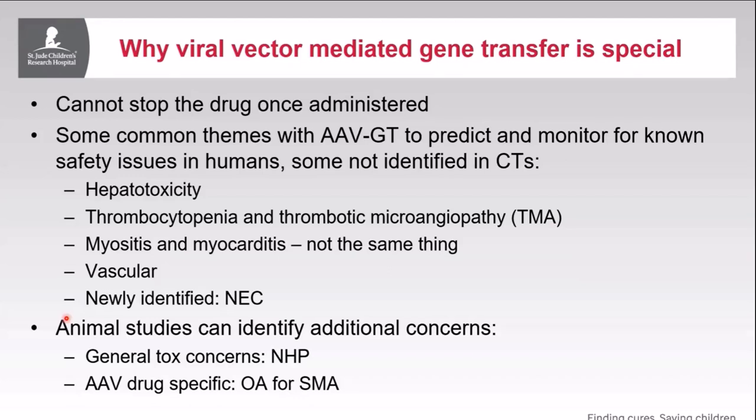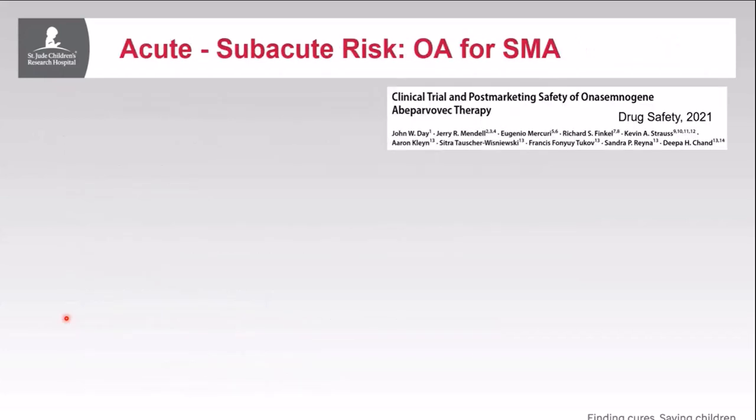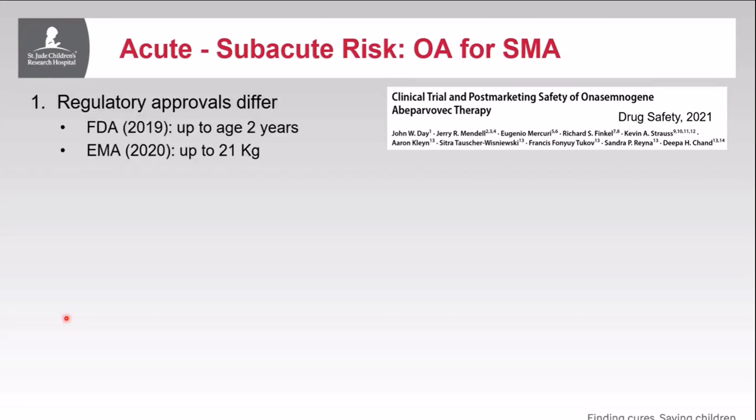I want to turn now to some issues that have been brought up from the animal studies. These are some general toxicology concerns identified in non-human primates. This started with a paper that John Day and colleagues put together. It's a meta-analysis, but also looking particularly at non-human primates and focusing on onasemnogene abeparvovec.